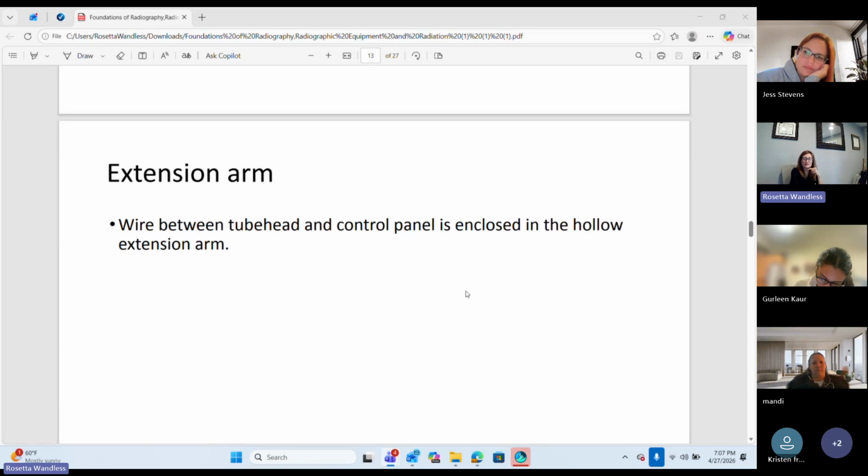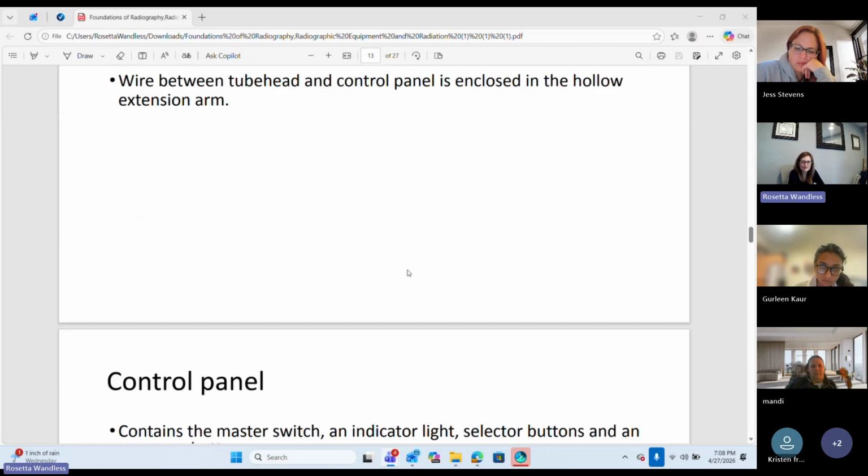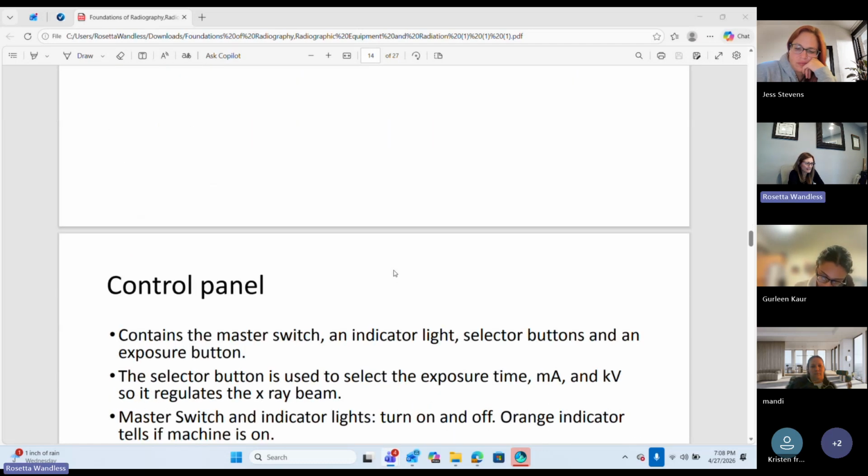Now, the extension arms, the easiest thing. You're like, oh, this is the easy part. This is the easy one, only really one thing. It's just where the wires are coming from the control panel to the tube head. So it is where the electricity is traveling from the control panel, the wall, to the tube head to give that energy through. That's the extension arm, no matter what machine we're looking at. It's the easiest thing to define there.